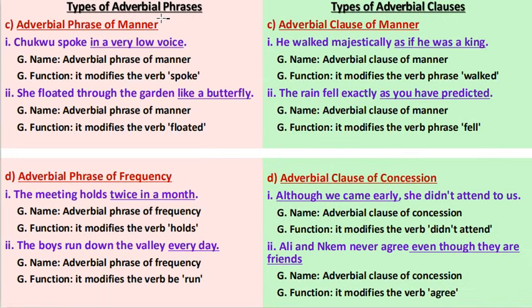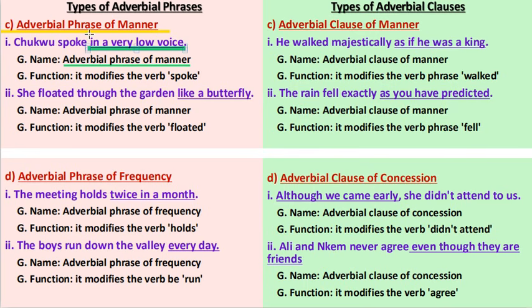So we begin with adverbial phrase of manner. Adverbials of manner tell us how the verb is performed. That is, it answers the question of how. Under adverbial phrase of manner, we have the first example. Chukwu spoke in a very low voice. In a very low voice is an adverbial phrase of manner. That is the grammatical name. And the function is that it modifies the verb spoke.